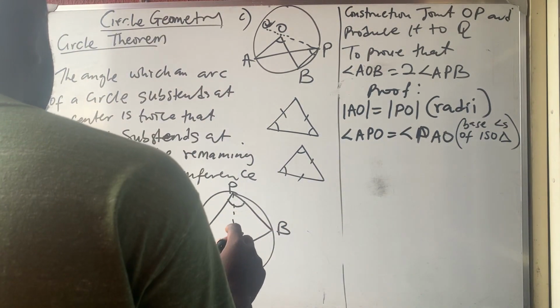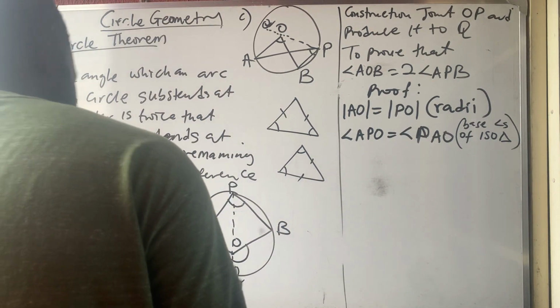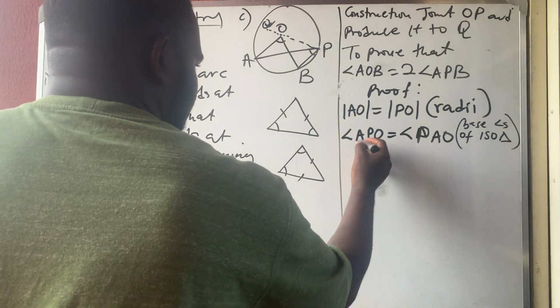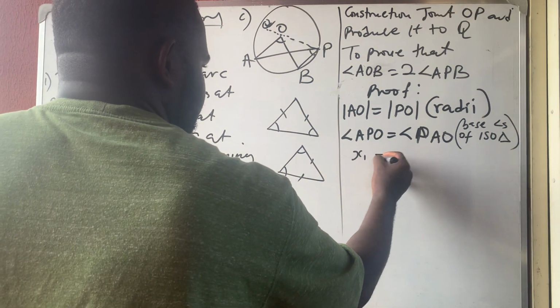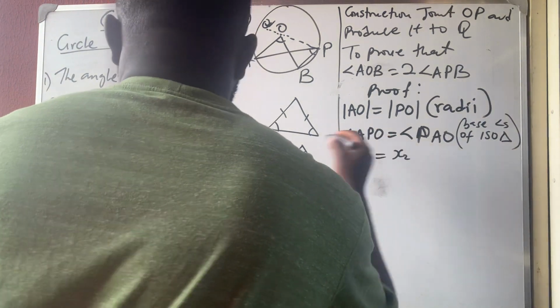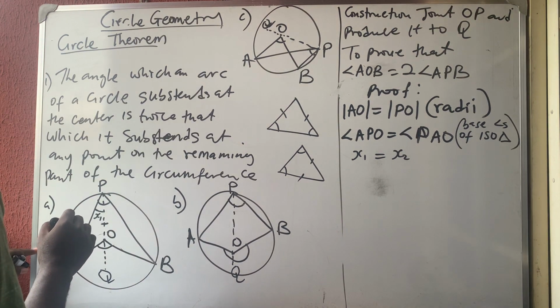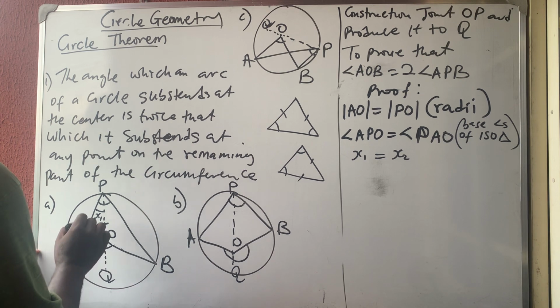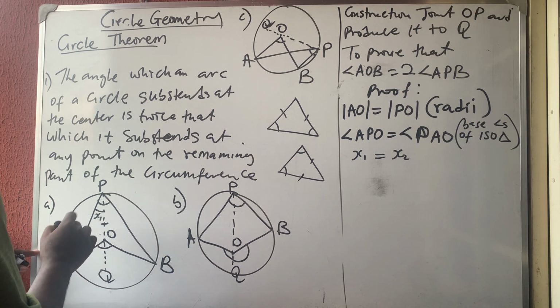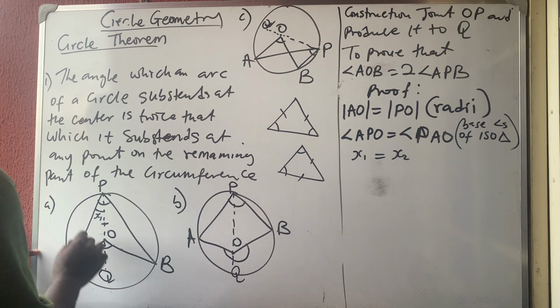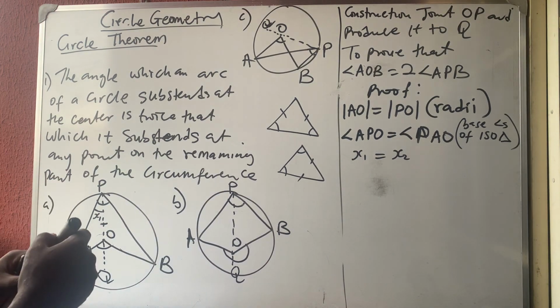Let me call it x. So therefore let me call this one x1 is equal to x2. Let me call it here that here is x1, and here, angle APO is x1, and here is x2.